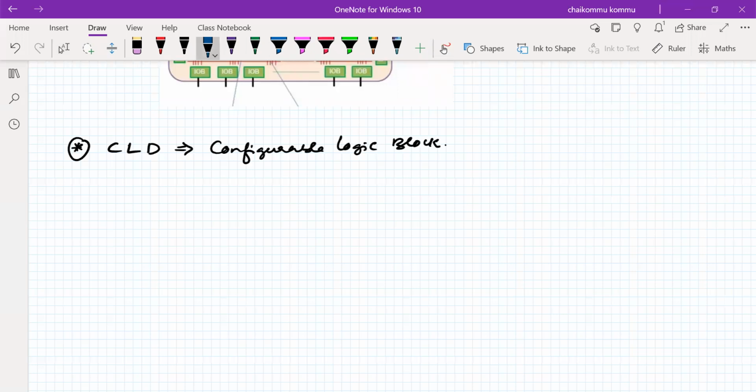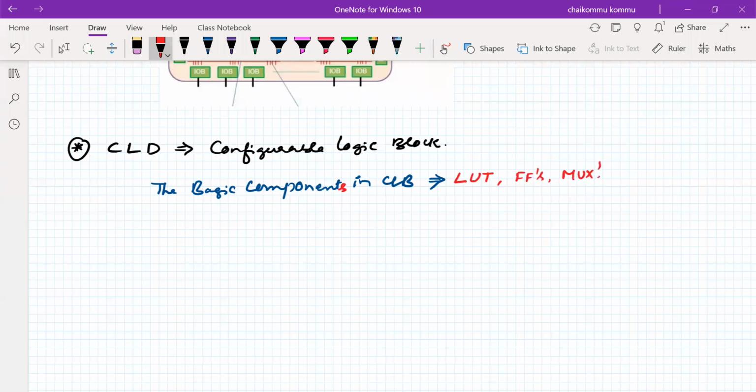The basic components in a CLB: essentially it consists of a lookup table, LUT. It consists of lookup tables and flip-flops. Generally, the flip-flops are also available, and the multiplexers, muxes, are also available. But most importantly, you need to remember that the lookup table is the most important component in order to implement logic functions in FPGAs.